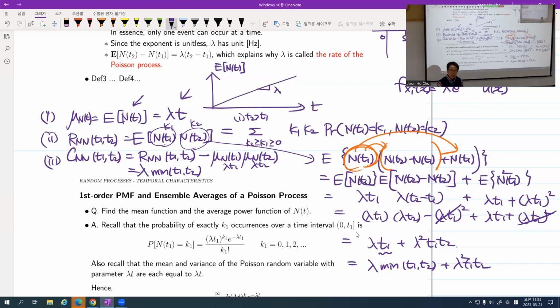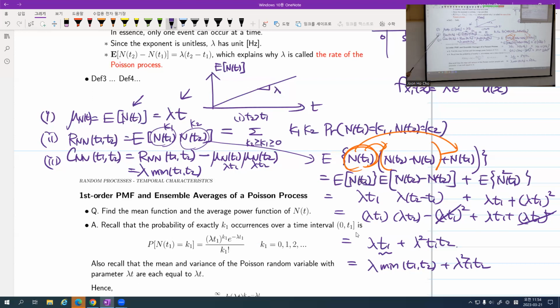By the way, that rate lambda with unit hertz is what? It turns out to be the average number of arrivals per second. Okay? So that is called arrival rate.